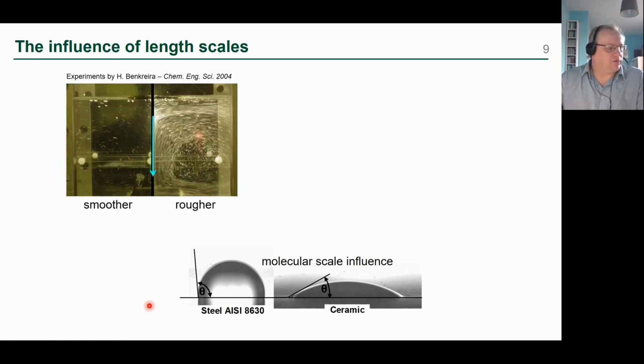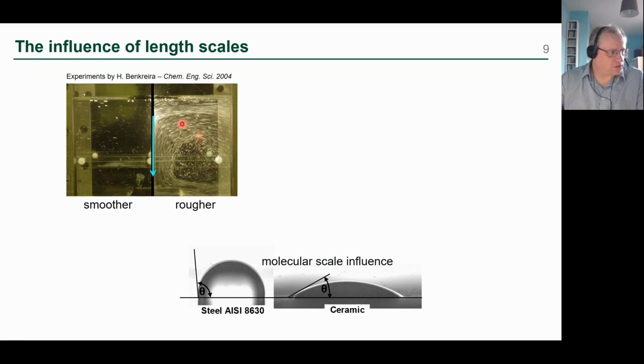There are also influences on larger scales, and these are some nice experiments that were done not far away in Bradford by Hajime Benkreira and his group some time ago now. This is a tank in which there is a tape going through the middle. It's sealed at the bottom, and the tape plunges through the tank. And the nice feature of these experiments is that the surface of this tape has different roughness on each side. So we've got a smooth side on the left and a rough side on the right.